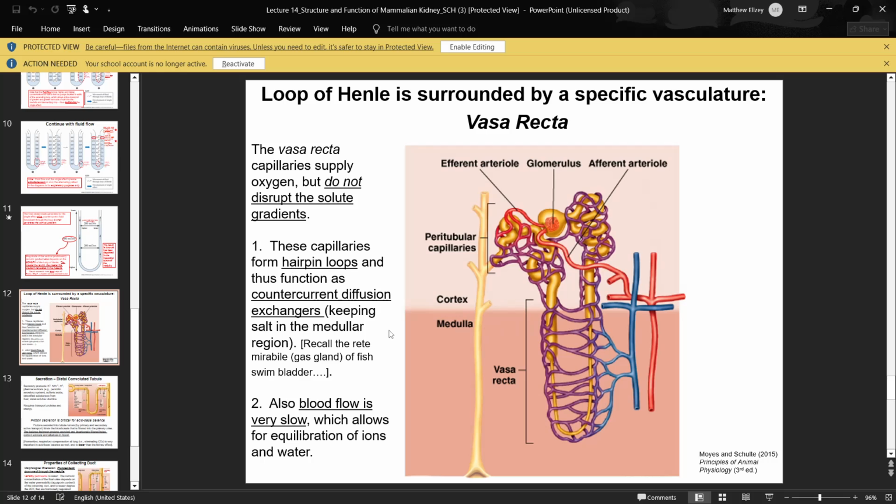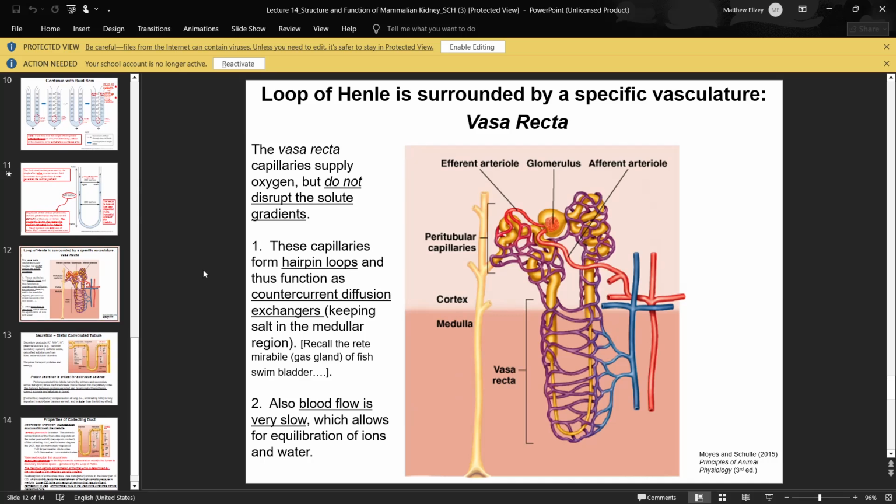These capillaries form hairpin loops and thus function as countercurrent diffusion exchangers, keeping salt in the medullary region. Also, blood flow is very slow, which allows for equilibration of the ions and water. So this is just a little side part, if you were wondering how we are supplying this without disrupting this osmotic gradient that's been created. It's through these hairpin loops and these countercurrent diffusion exchangers created by the vasa recta.